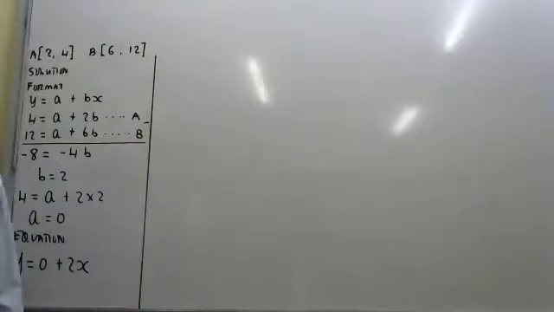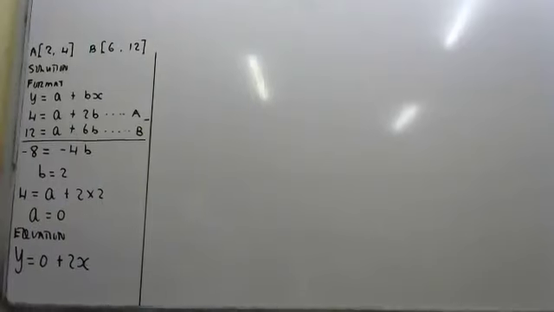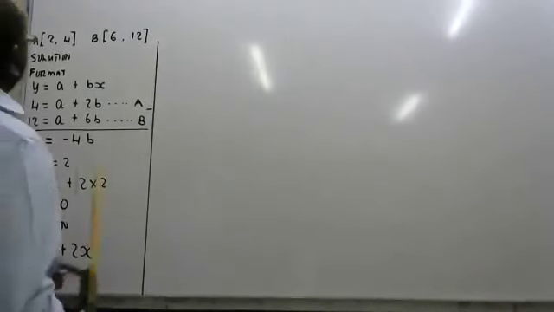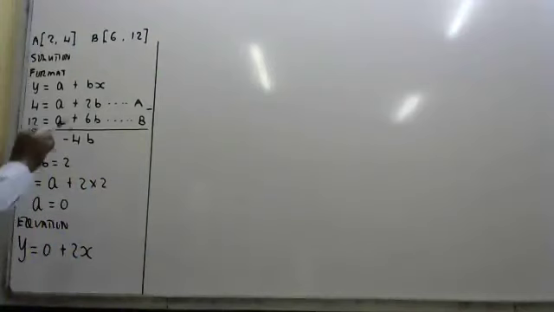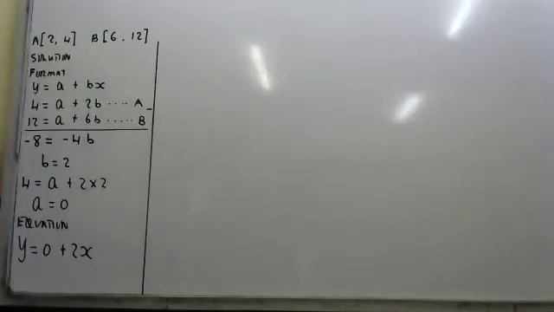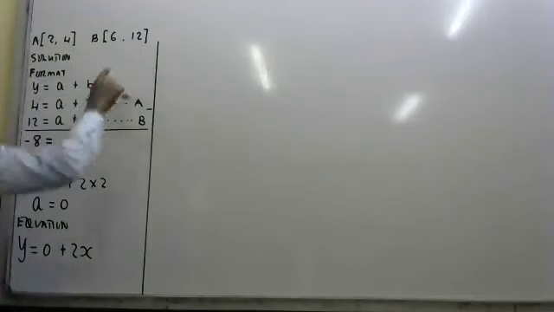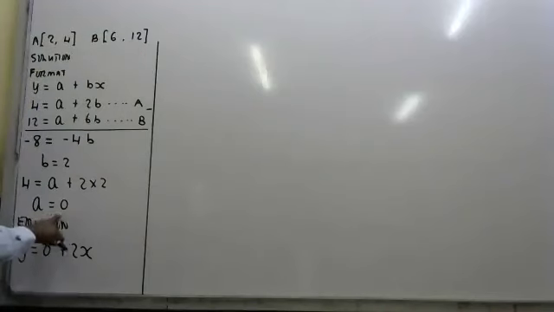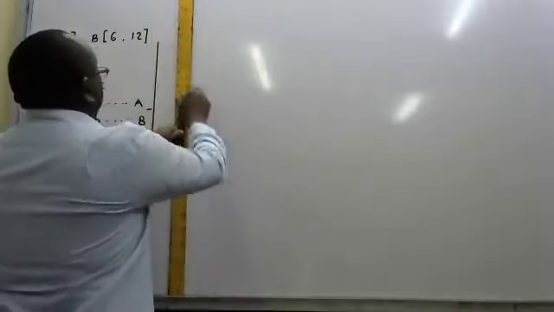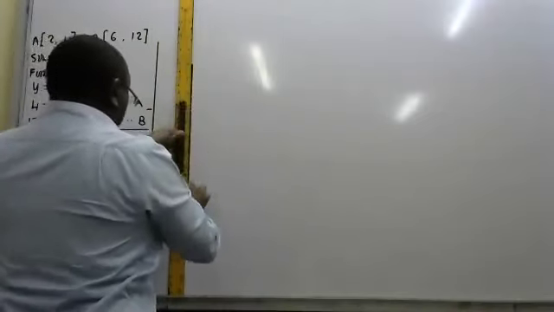Now, if you are told to plot on the graph, what you need to do is very simple. You need to check the values of x. The highest value of x is 6. And the values of y are 4, 12, and 8. So the highest is 12, while the lowest is what? 0. So I want you to sketch a very small graph, but to scale.